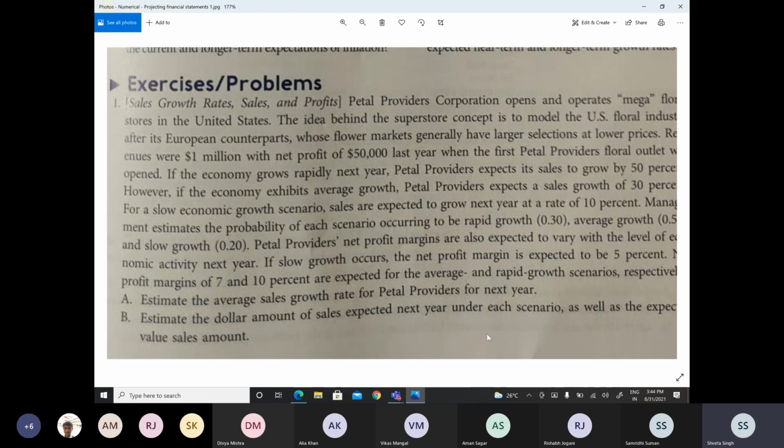Petal Providers' net profit margins are also expected to vary with the level of economic activity next year. If slow growth occurs, the net profit margin is expected to be 5%. Net profit margins of 7% and 10% are expected for the average and rapid growth scenarios respectively. So based on all this data and the scenarios, please estimate the average sales growth rate for Petal Providers for next year, and estimate the dollar amount of sales expected next year under each scenario as well as the expected value of sales amount.